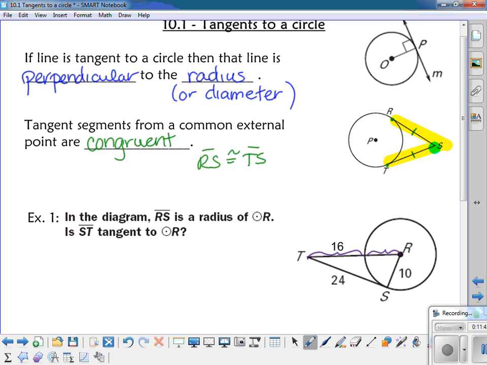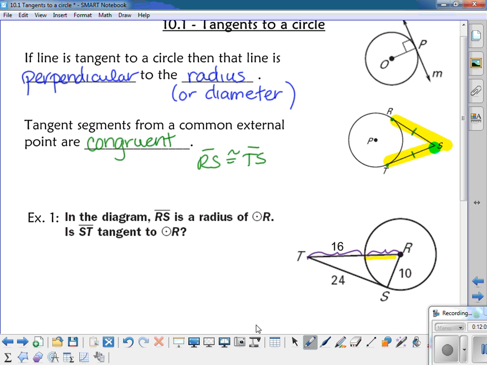Well, TS is 24. So then you subtract 16. No. Any other ideas? What kind of segment is this segment right here? What part of the circle? Is it a secant? Is it a chord? What is it?